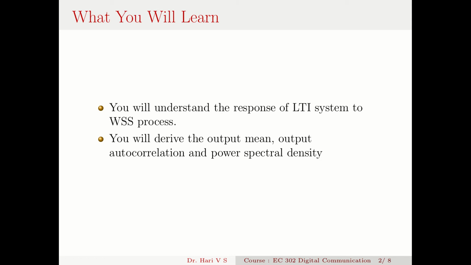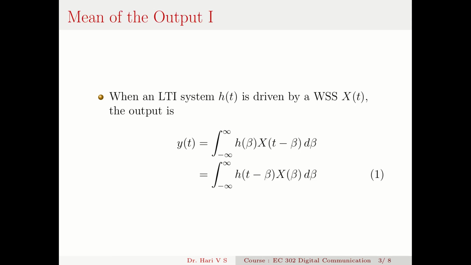Now here we see the response of LTI systems to a wide-sense stationary stochastic process. When an LTI system is driven by a WSS X(t), the output is Y(t), that is a convolution between the input and the impulse response. That convolution integral is integral of h(beta) x(t minus beta) d beta, or I can write it as the integral from minus infinity to infinity of h(t minus beta) x(beta) d beta. Both representations are correct. This is the same convolution integral.